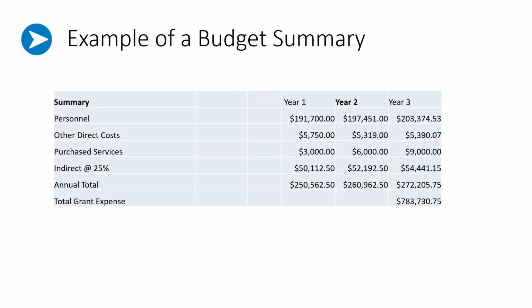So this is our 3-year grant again. And you can see that our personnel totals are listed, our direct costs are listed. In this particular case, they broke out purchase services, which would also be direct costs in some budgets. The indirect rate of 25%. So that's your overhead rate that was a negotiated rate is added in there. Then you get a total, and then you get the total grand project expense. So this is an example of a budget summary.